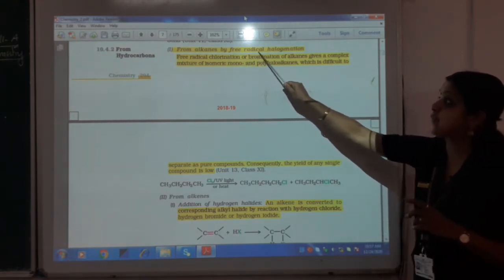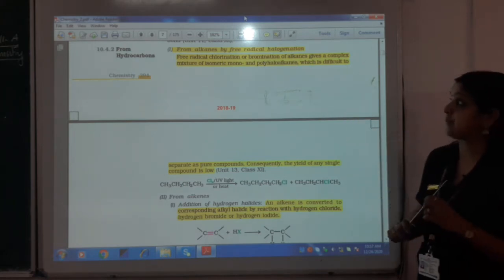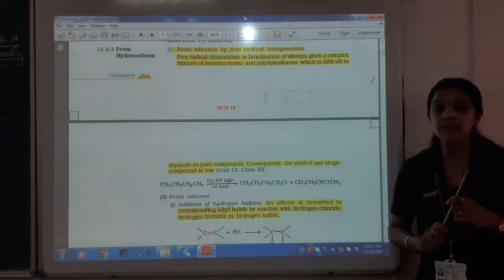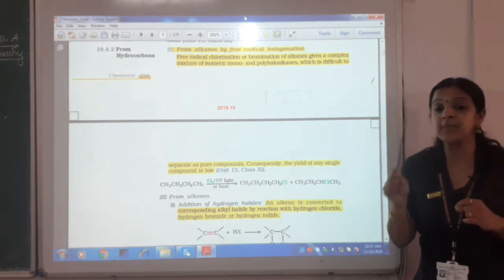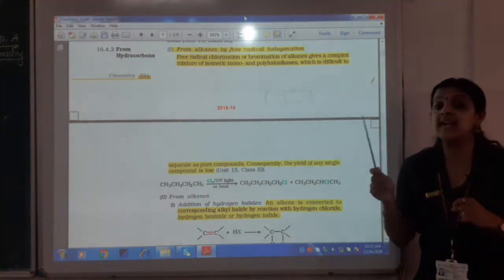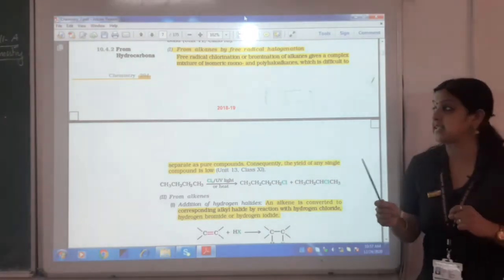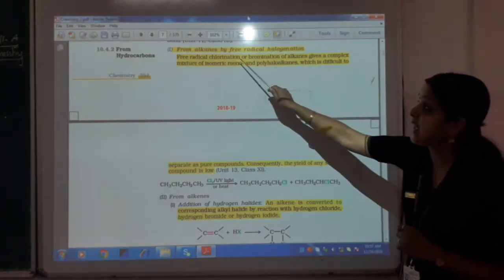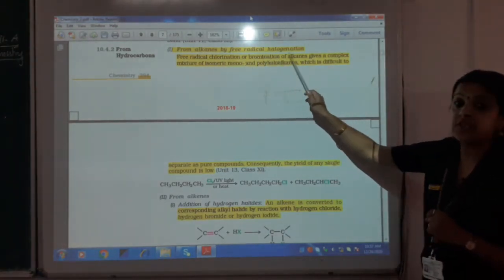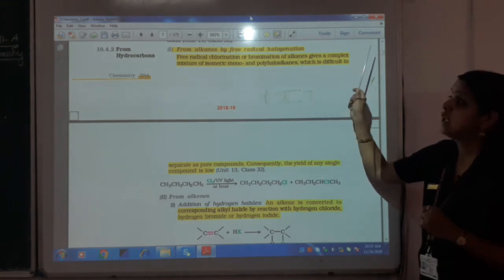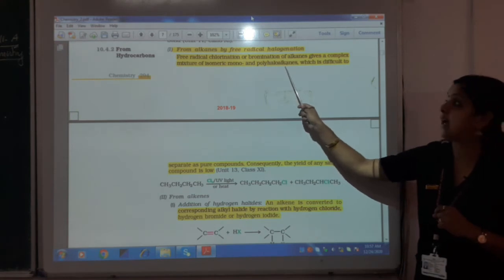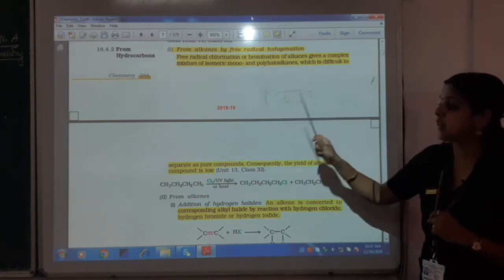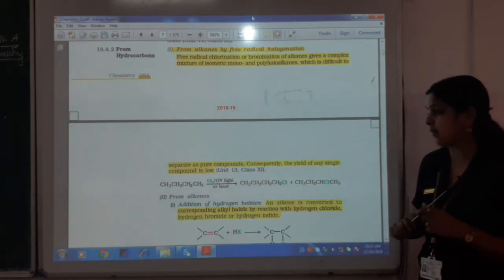From alkanes, free radical halogen atom. Halogenation, you remember, children, chain reaction, we have learnt how each hydrogen will be replaced by the halogen atom, free radical mechanism. Yes, free radical chlorination or bromination of alkanes gives a complex mixture of isomeric mono and polyhaloalkanes, which is difficult to separate as pure compounds.